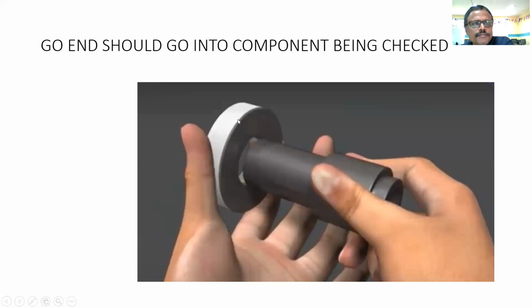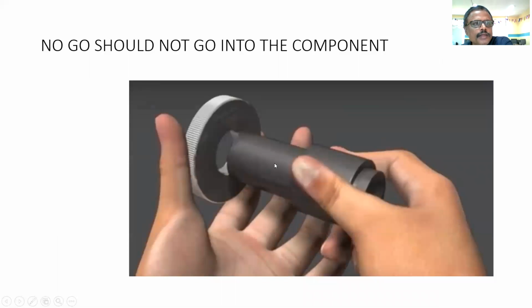This is the GO gauge. The GO end should go into the component being checked. This GO end should go into this component which is being checked here. Then the no go should not go into the component that is being checked.